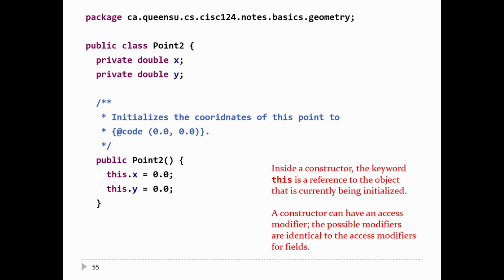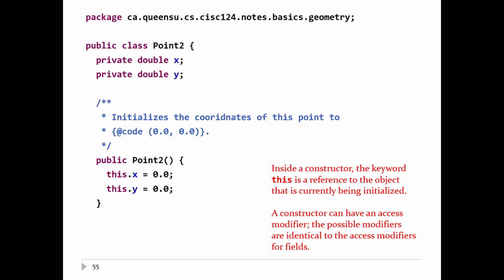We've decided that our constructor should set the coordinates of the point to 0 and 0. So inside the constructor, we write either x equals 0 and y equals 0, or in this case, I've written this.x equals 0 and this.y equals 0. Inside a constructor or a non-static method, the keyword this refers to the object that, in a constructor, is being initialized. Inside of a method, it refers to the object that was used to call the method. The next slide actually shows you exactly what happens when someone calls a constructor.